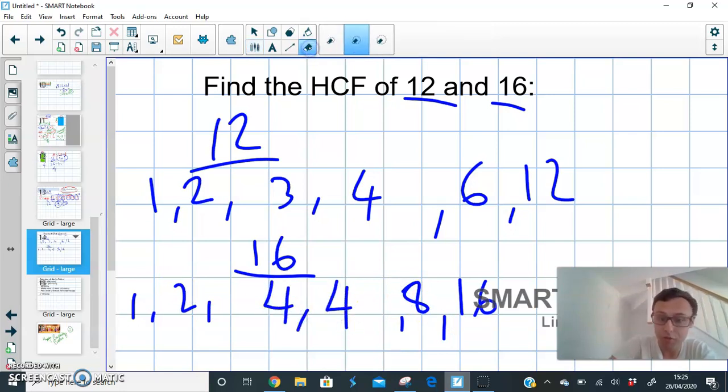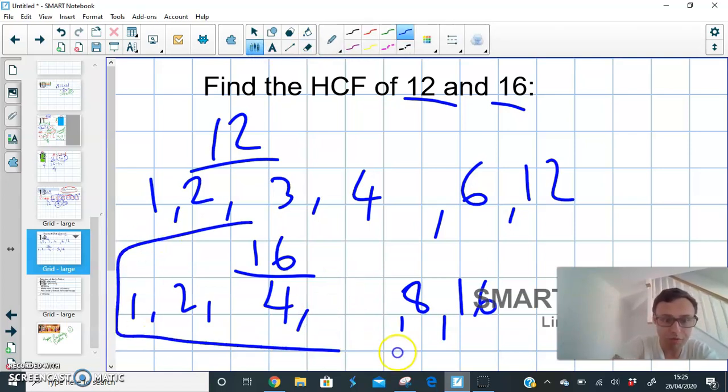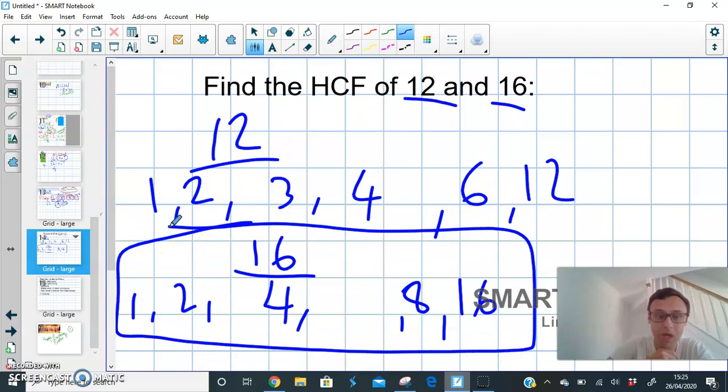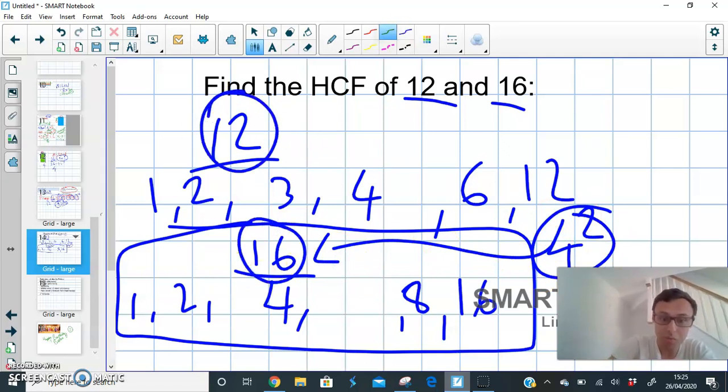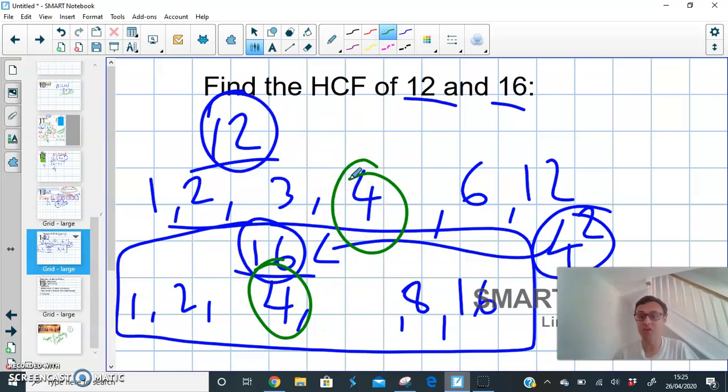Oh, hold on a minute. I wouldn't put 4 twice. We need to put it once. This has got an odd number of factors, so we know it is a square number because 4 squared is 16. So the highest common factor then of 12 and 16 would be 4. A bit like multiples again, but it's not your times tables. It's the numbers that divide into the given number.